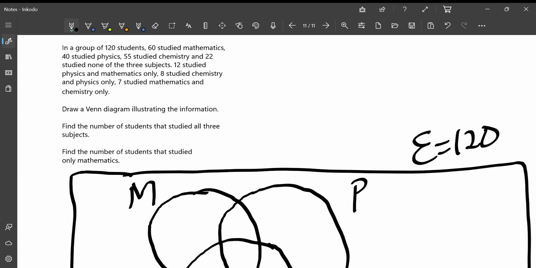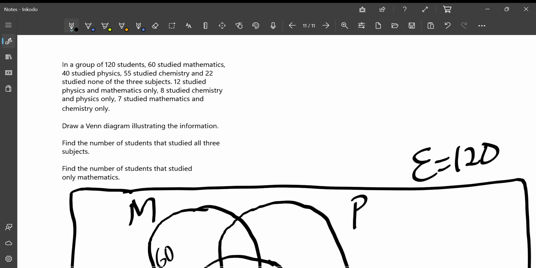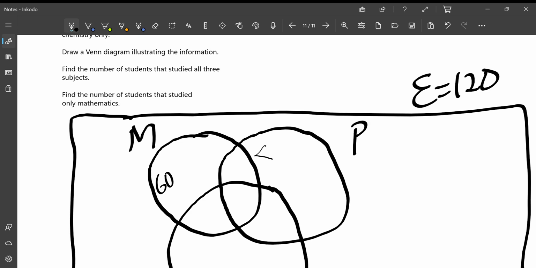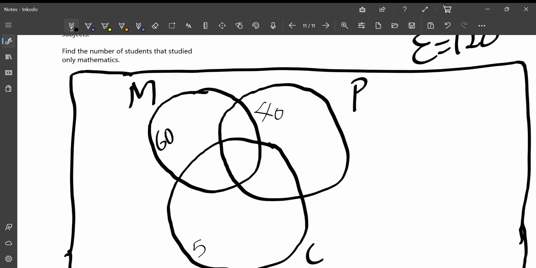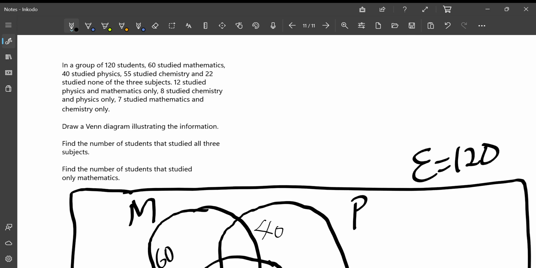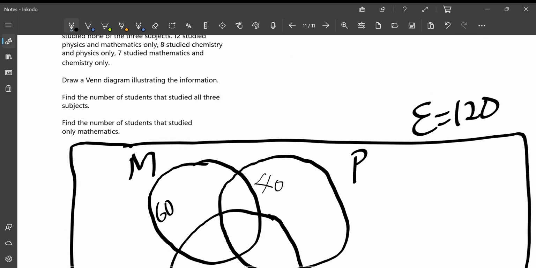All right. Now, 60 studied mathematics. So let me reduce my fonts. 60 students studied mathematics. So what that means is here I have 60. I'll reduce it further because we always write a lot of things inside the circles. And then 40 studied physics. So I have 40 students studying physics. 55 studied chemistry. I have 55 studying chemistry. All right. 22 studied none. So I'll put 22 outside here, outside the circles, but inside the universal set.